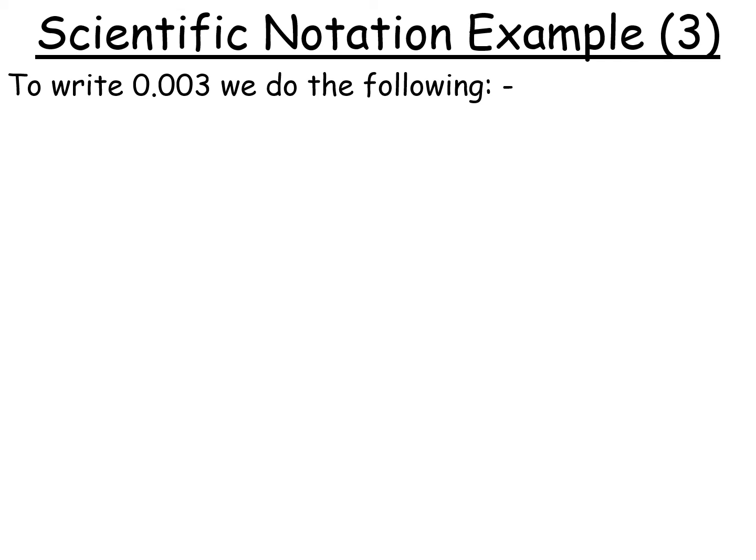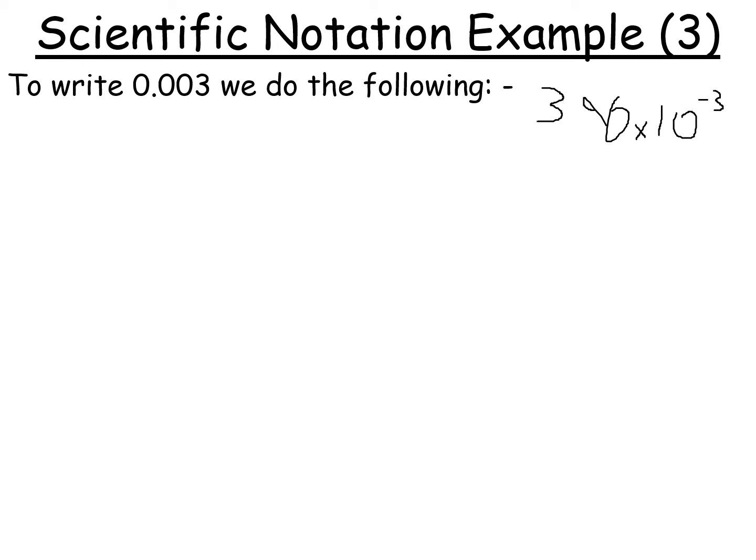Okay, let's do an example. How do we write 0.003 in standard form? So let's put the answer on the side here so you can see what we're aiming for. It's actually 3.0 times 10 to the minus 3.